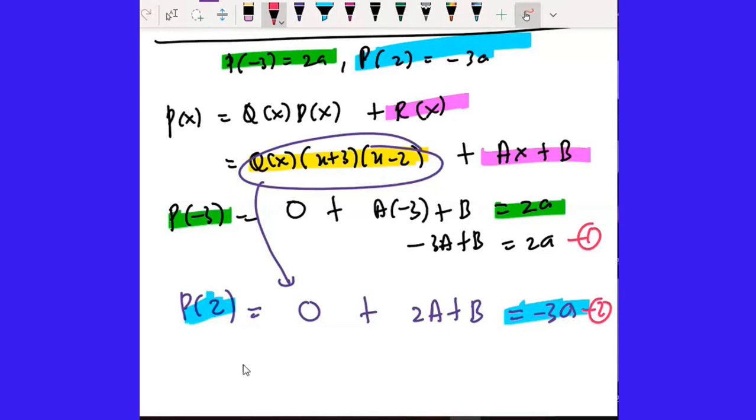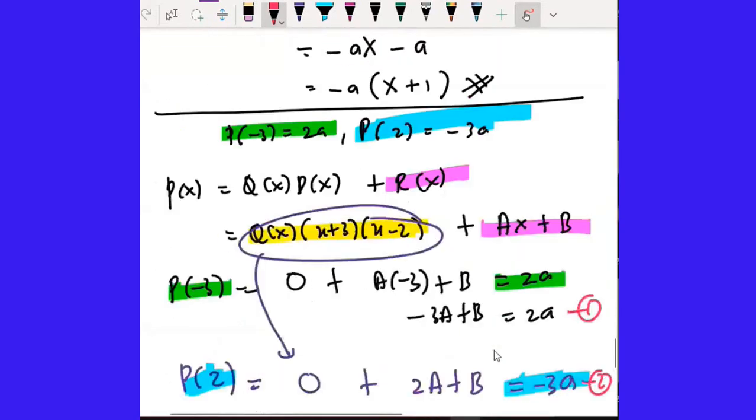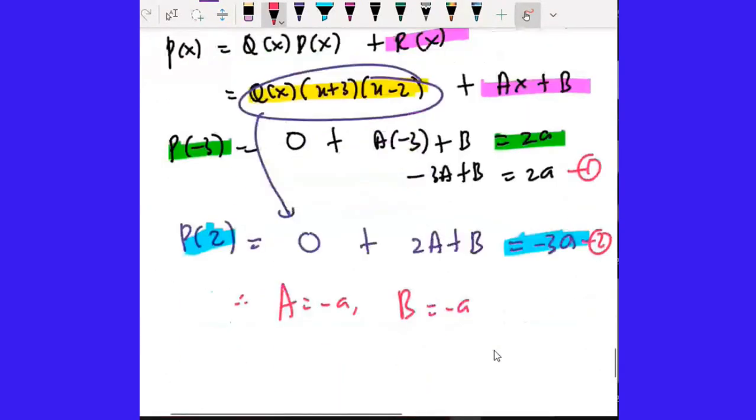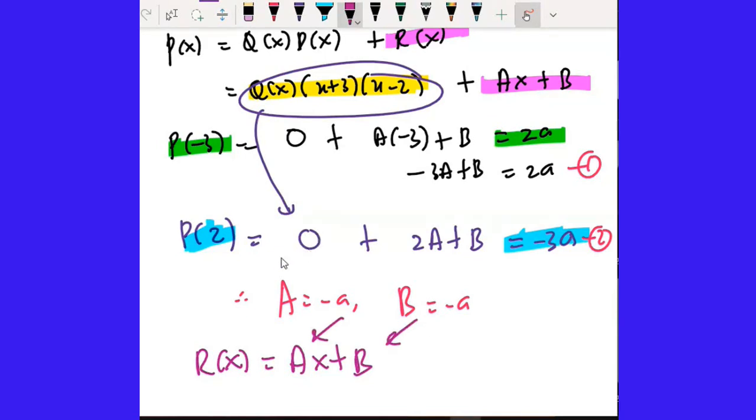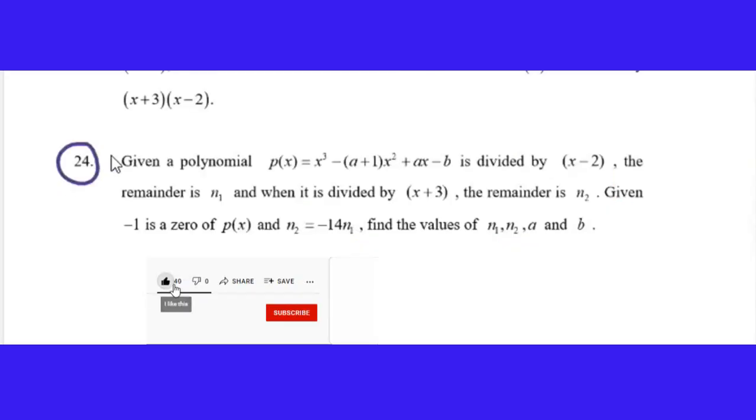So solve lah, as before: A is equal to negative A, B is equal to negative 5A. Check betul. Substitute into R. We want R, kan? R is also ax plus b. Substitute, settle, using the concept. Any problem, class?